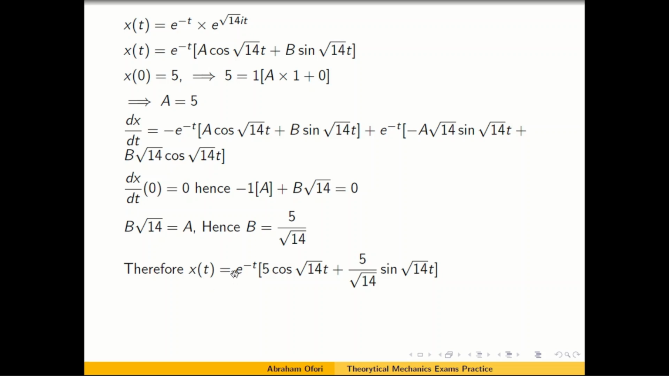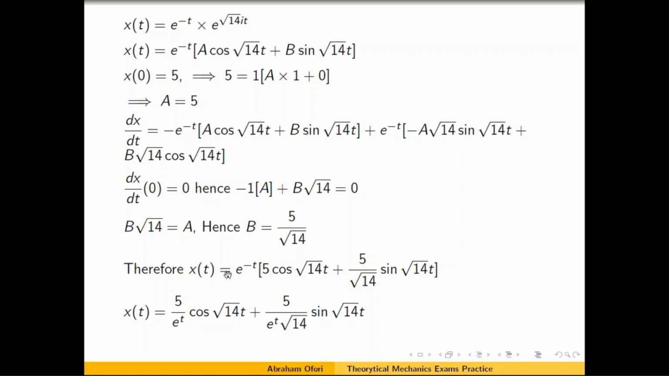Now, x of t is equal to e to the negative t into bracket 5 cos square root of 14t plus 5 over root 14 sine square root of 14t. So from here, we've been able to generate our function, since we were given the initial conditions, this and this one. Okay. Now you can do further simplification: if you have any number to the power negative 1, you can reciprocate it and it becomes this way.